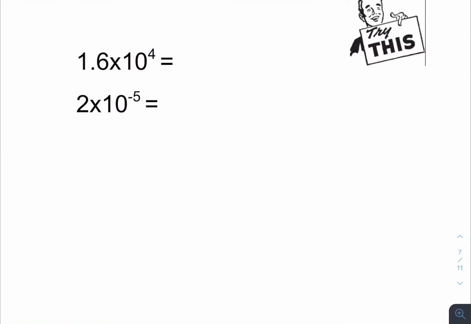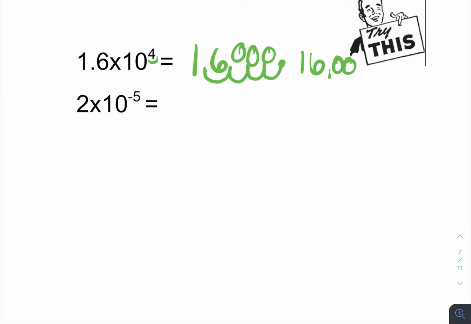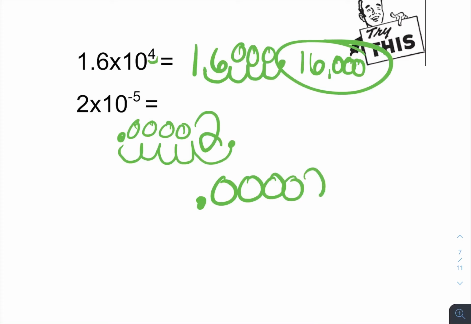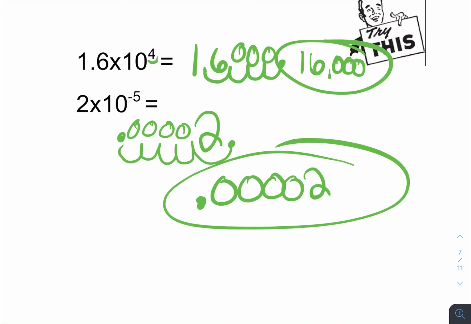So if I have 1.6 times 10 to the 4th, that means I'm taking 1.6, moving that decimal place 1, 2, 3, 4 spots to the right for an answer of 16,000. Same thing here, but now with 2, and then now moving it to the left, 1, 2, 3, 4, 5. So I have an answer of 0.00002. And those should be your answers for those 2.